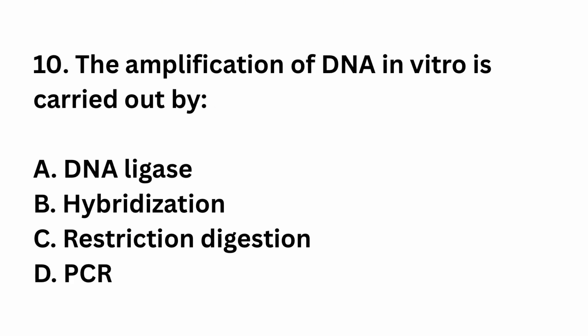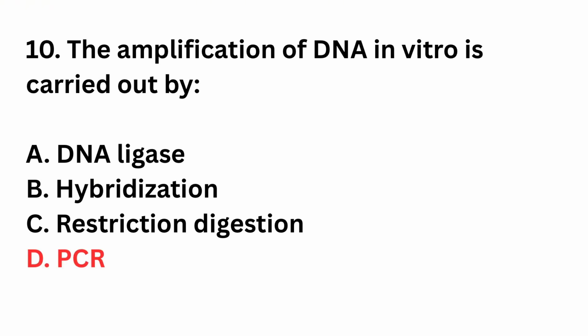Question number 10. The amplification of DNA in vitro is carried out by DNA ligase, hybridization, restriction digestion, PCR. The right answer is option D, PCR. Polymerase chain reaction amplifies specific DNA sequences using primers and thermostable DNA polymerase.